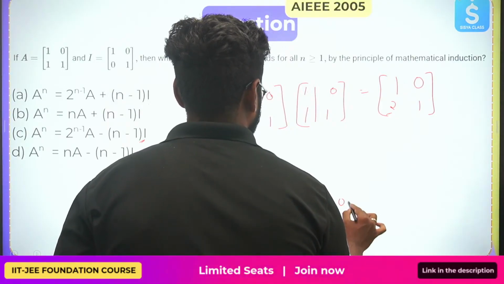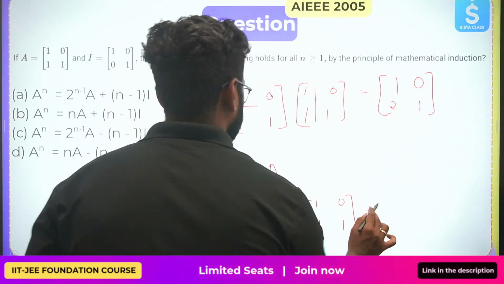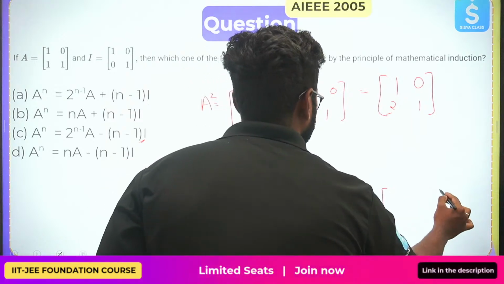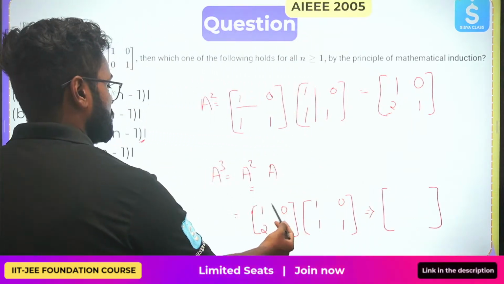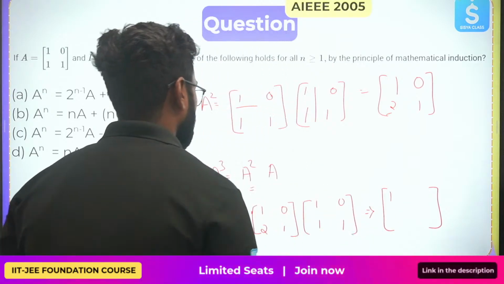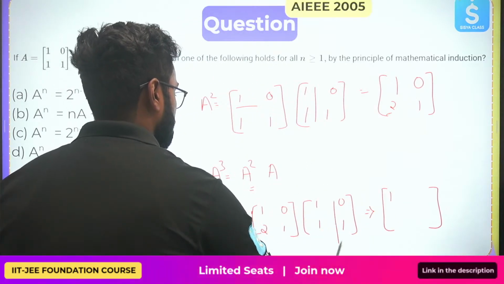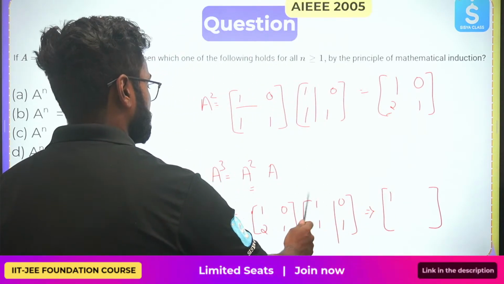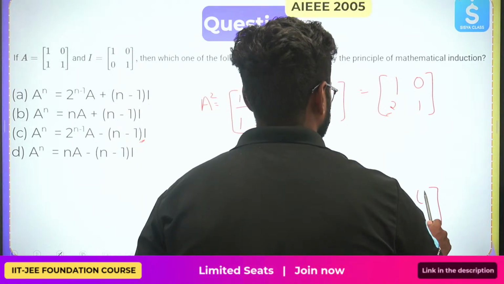Now, if I solve this, what would I be getting? A 2 by 2 matrix. 1 into 1 is 1 plus 0 into 1 is 0, so I'll be getting 1 here. If I multiply this with this column, 1 into 0 is 0, 0 into 1 is 0, so I'll again be getting 0 here.